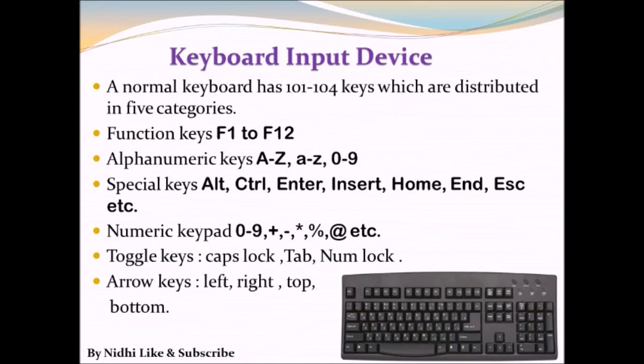The second type of keys are alphanumeric keys, which have alphabets and numbers on them. So A to Z, capital or small a to z, and then the numbers 0 to 9. If you want to print something in capital, you can use caps lock and then all words will come in capital. And if you want a particular word in capital, then you can type that word while pressing the shift key.